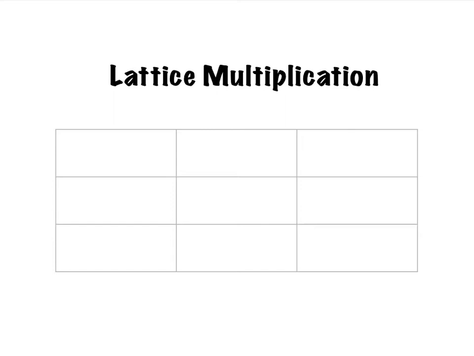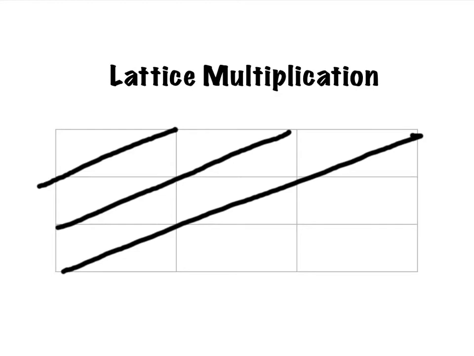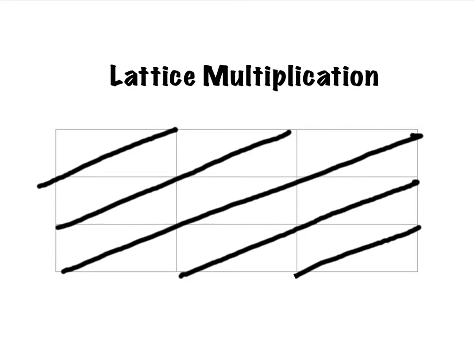take each rectangle and we are going to divide it along a diagonal. Because as we multiply, we want to separate the answers we are getting into tens and ones. So this is an easy way to keep those numbers organized by dividing the rectangles along the diagonals.